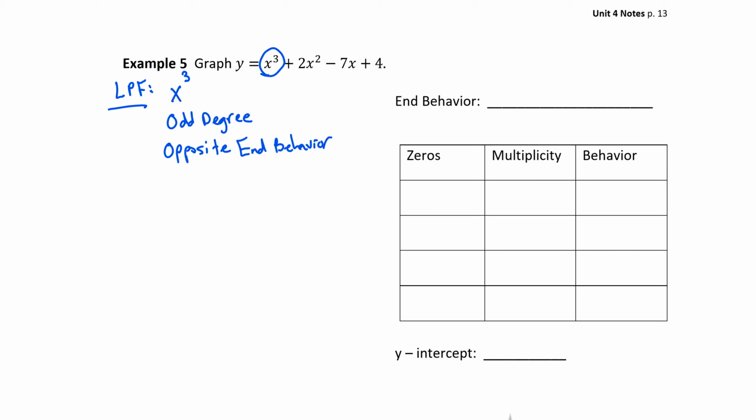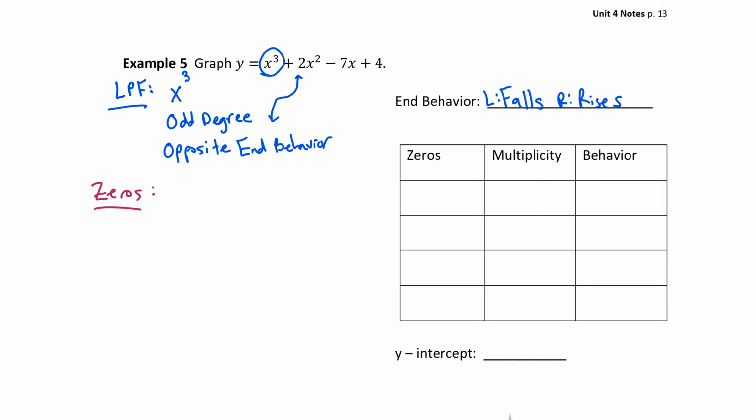Okay, it's going to do exactly what x cubed does. X cubed falls on the left and rises on the right. Next, we can begin to find our x-intercepts by finding the zeros of the function.